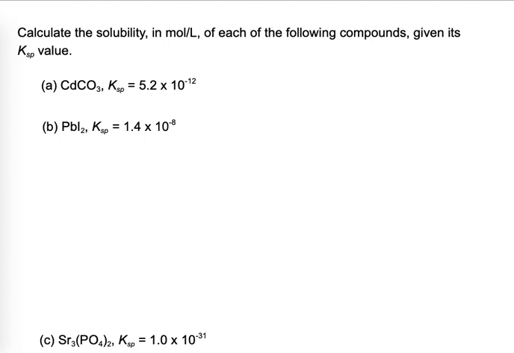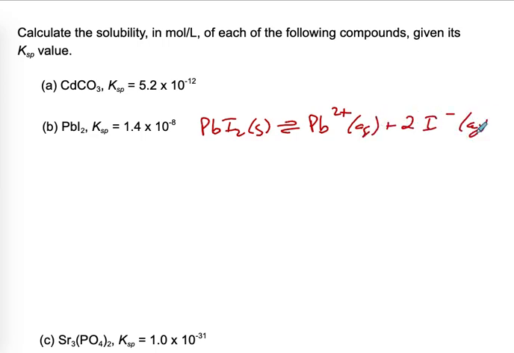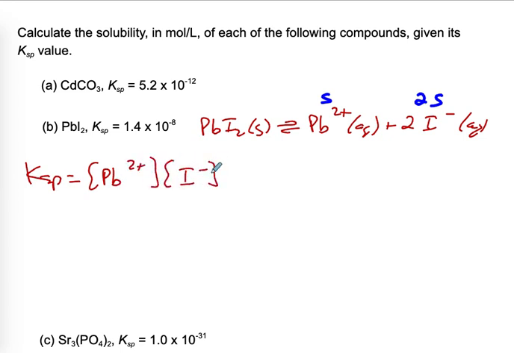As always, let's begin by writing out a chemical equation to represent the dissolution and dissociation of the compound. So, lead-2 iodide dissolves and dissociates to form lead-2 plus cations plus 2 iodide anions. I will call the concentrations of lead-2 plus and iodide S and 2S respectively, for solubility and twice the solubility. I'll write out the Ksp expression. Ksp is the concentration of lead-2 plus times the concentration of iodide squared.